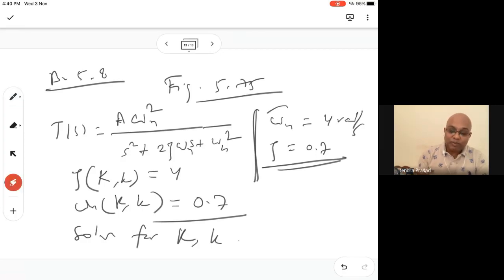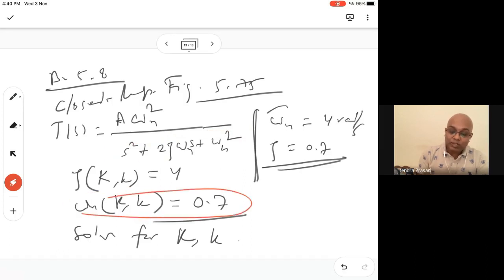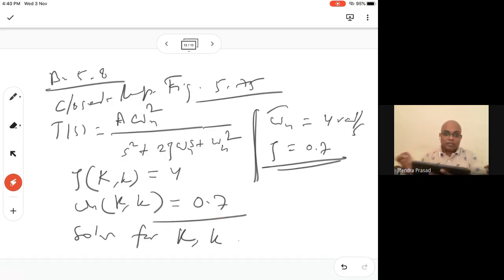So from the figure, you find the closed loop transfer function. Once you have found this, you bring it to this kind of form. Then you put zeta equal to 0.7 and omega n equal to 4. Since omega n and zeta both have terms in big K and small k, you can solve and find the values. So 5-8 is done, now 5-13.